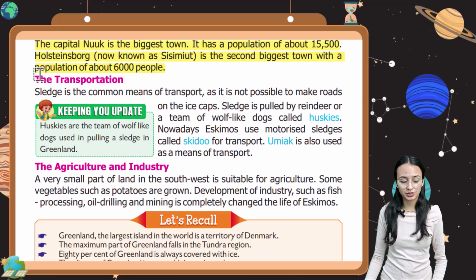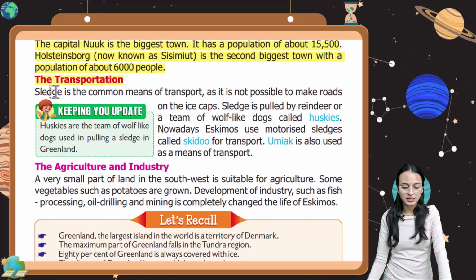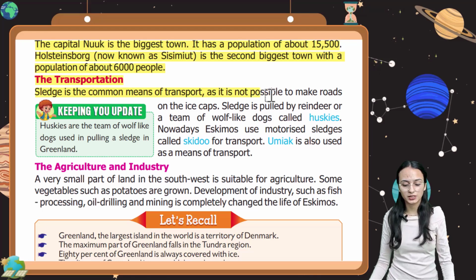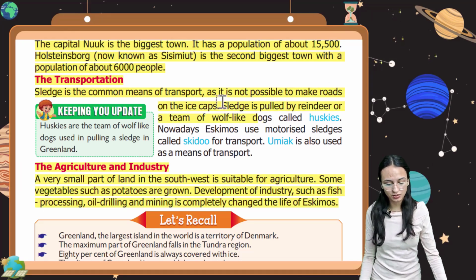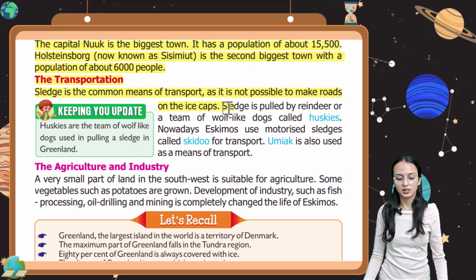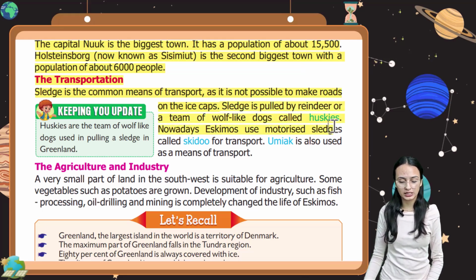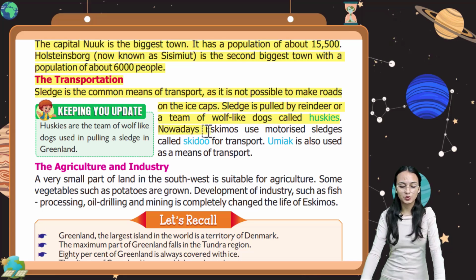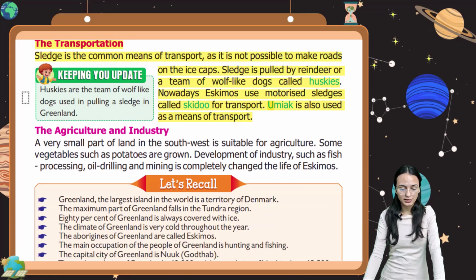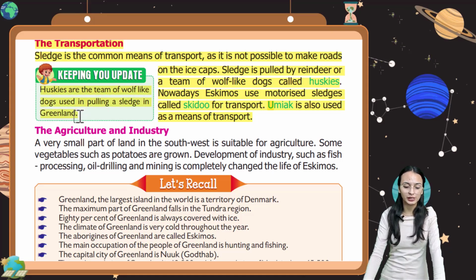Now we'll read about the transportation. Sledge is a common means of transport as it is not possible to make roads on ice maps. Sledge is pulled by reindeer or a team of wolf-like dogs called huskies. Nowadays, Eskimos use motorized sledges called skidoo for transport. Umiak is also used as a means of transport. Huskies are a team of wolf-like dogs used in pulling a sledge in Greenland.